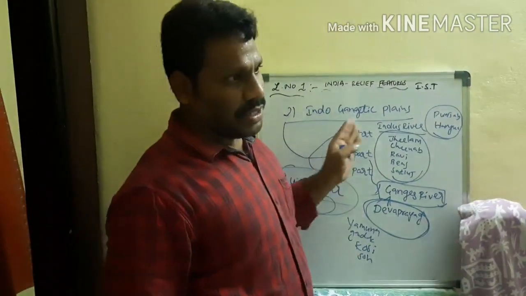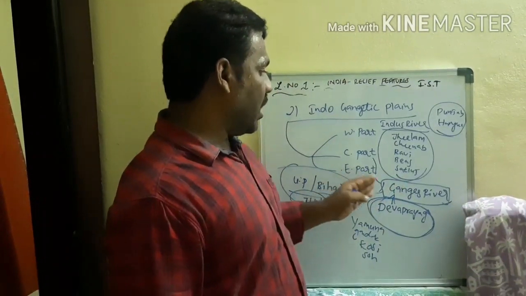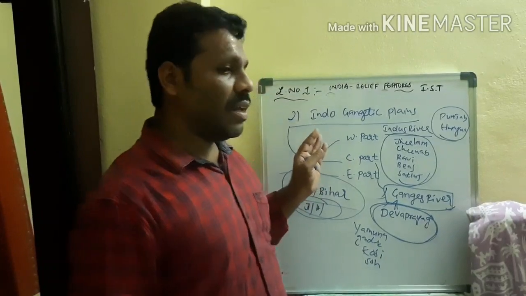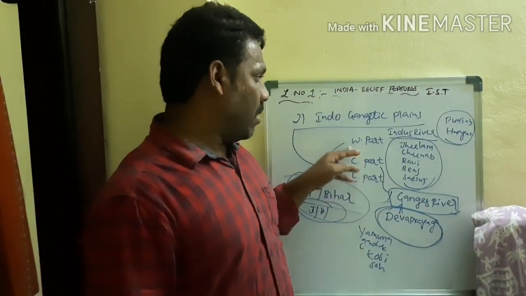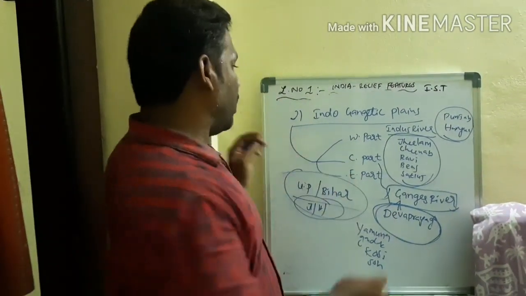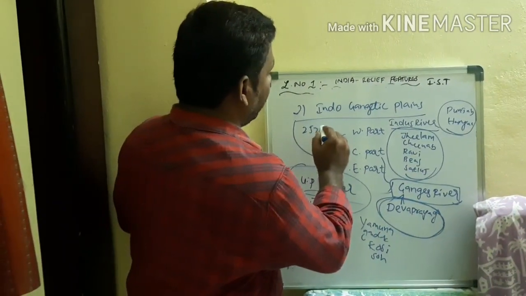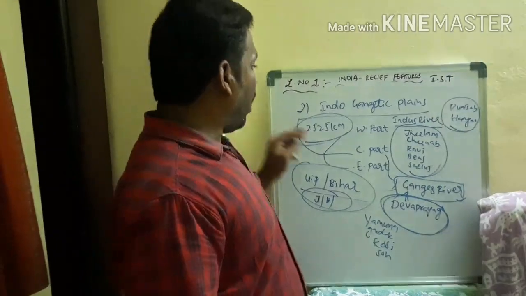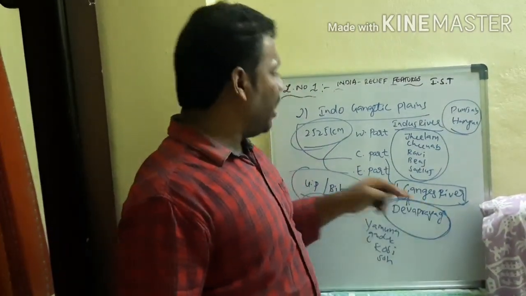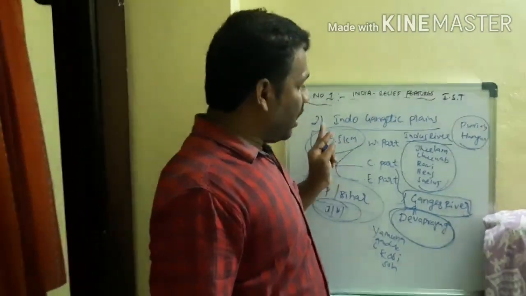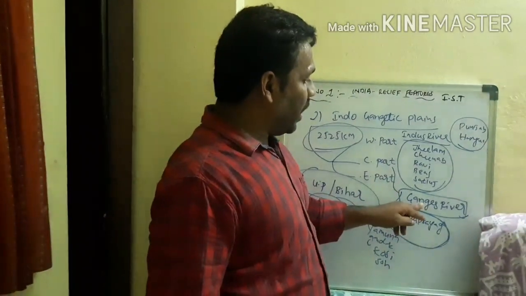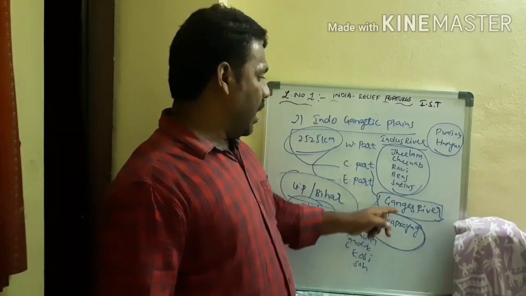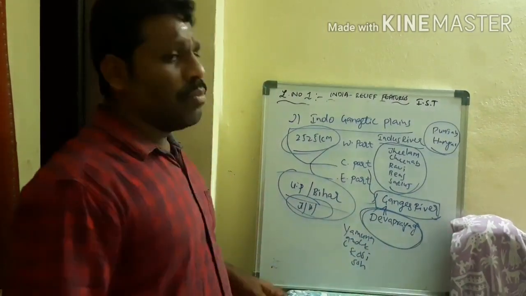From Ghaghra to Teesta, the tributaries spread into the Ganga river. The largest river in our country we call the Ganga, with 2525 kilometers of length in our country. How much? 2525 kilometers. The longest river also we call the Ganga only, and the largest also. It comes under the perennial system, or the Himalayan river system. And here we should note one more important concept, Doab.